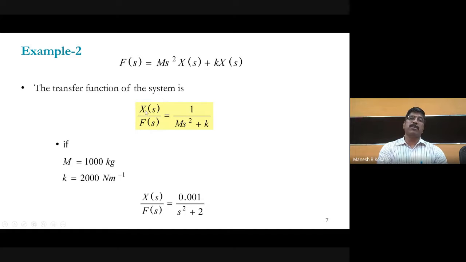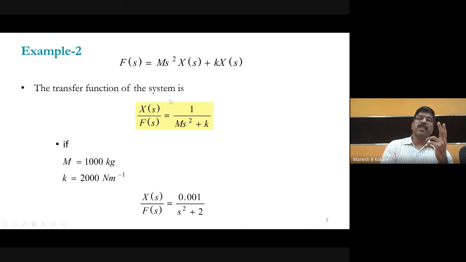So the transfer function of that system, X(s)/F(s), will be equal to 1/(ms² + k). I hope that you have understood how the transfer function of the given system is obtained.